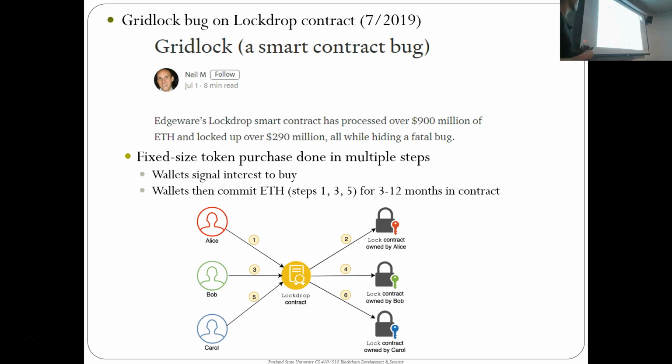There's this gridlock bug in the lock drop contract. And this was fortunate. This came out in the summer. I didn't have an example of this, but then basically the CTF levels and this thing came out. And so now we have an actual example of this causing an issue.